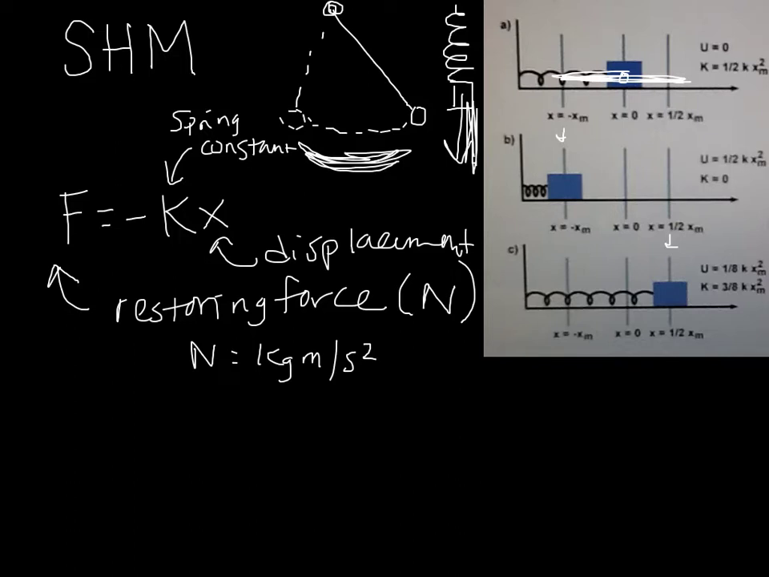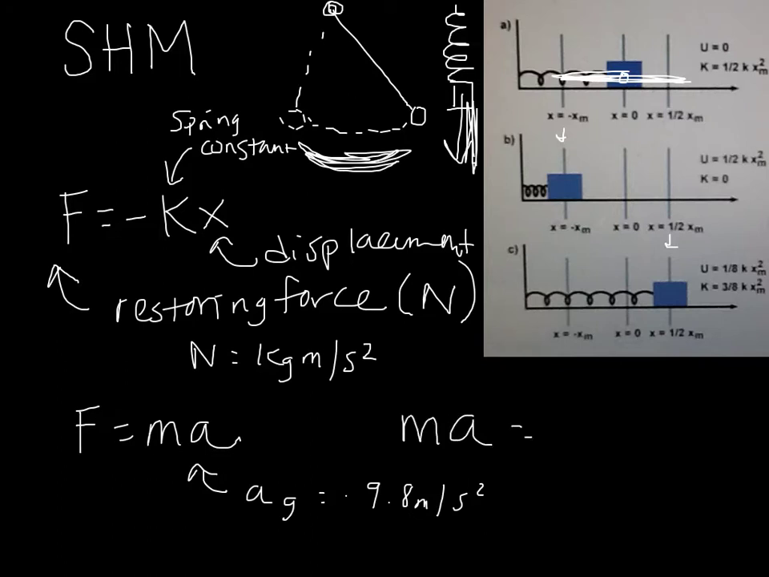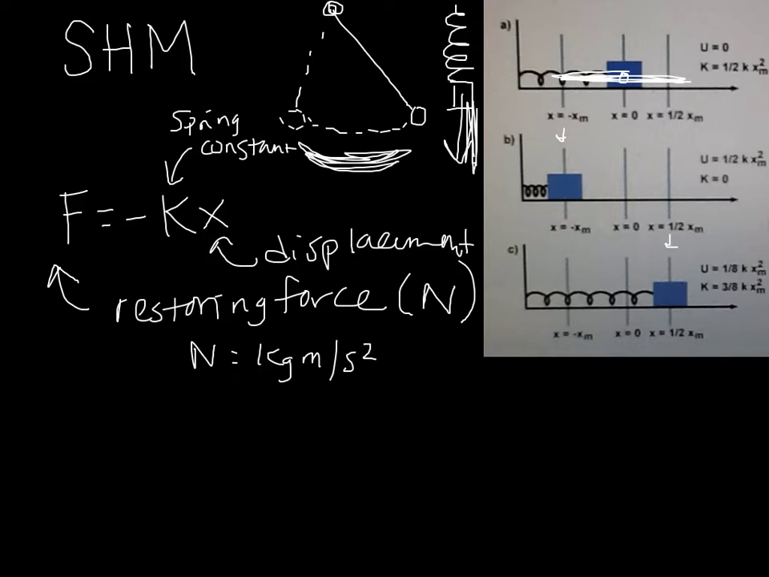And the cool thing about Hooke's law is that force is force is force. So we can say also that force equals mass times acceleration. And in this instance, our acceleration is the acceleration due to gravity, which is negative 9.8 meters per second squared. And if force equals force, then we can set ma equal to Hooke's law, negative kx.